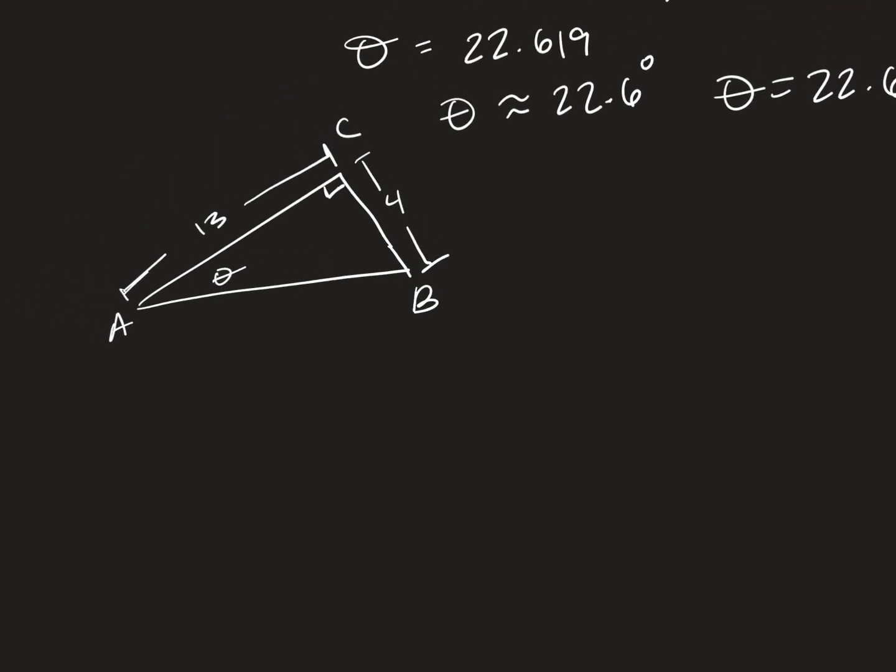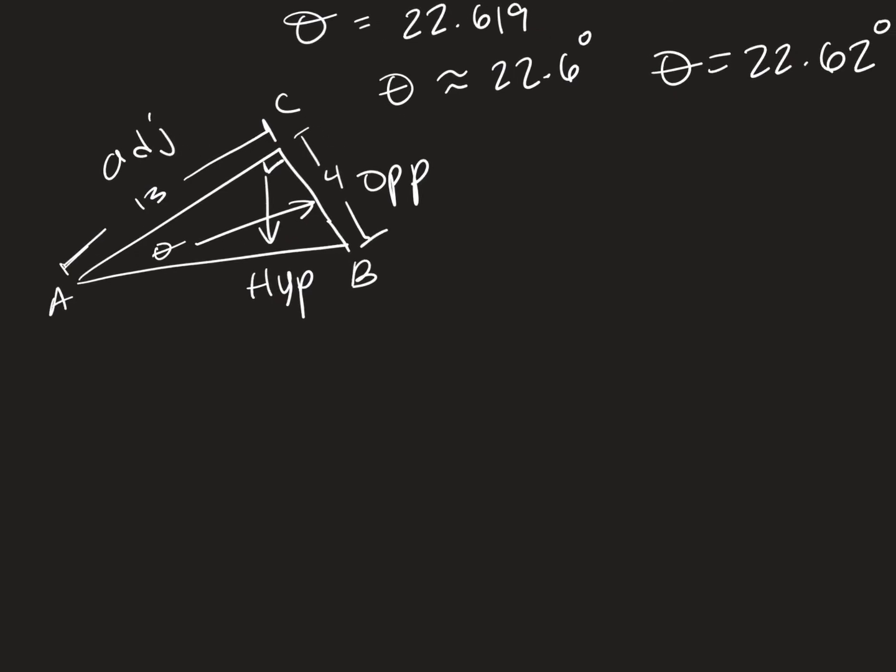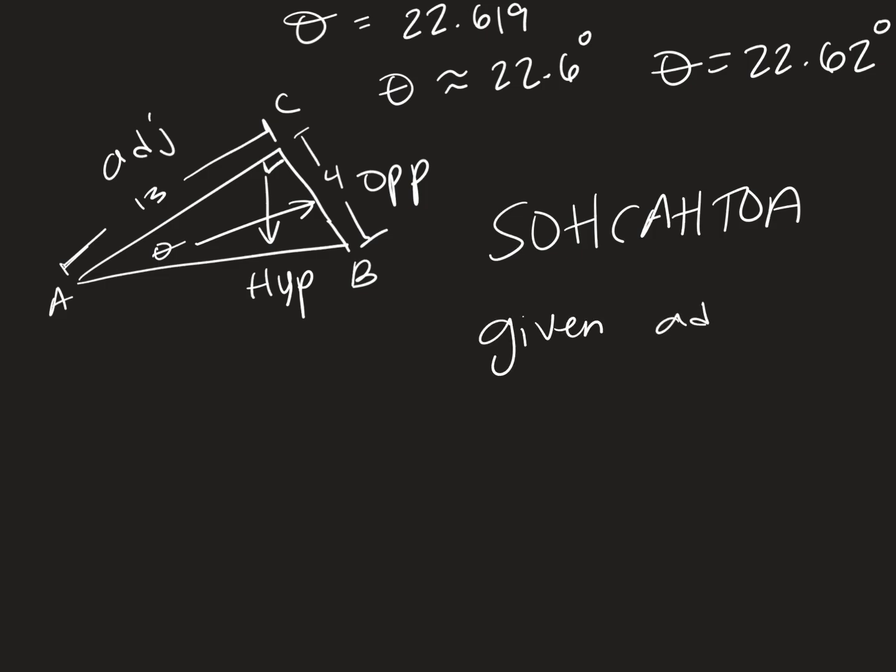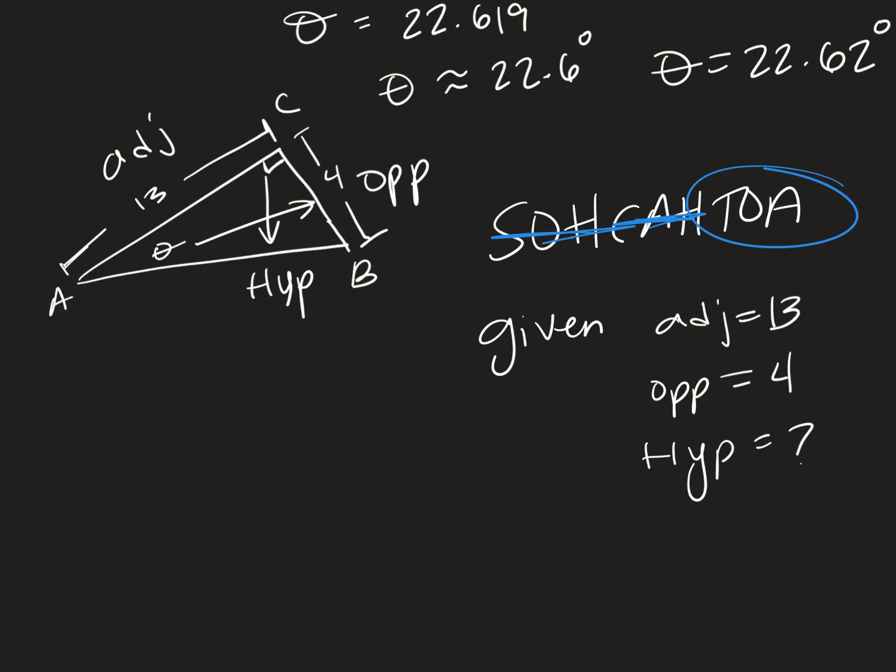Okay, you should have labeled your triangle first. This is opposite, hypotenuse, adjacent. Right, so SOHCAHTOA, we were given adjacent is 13, opposite is 4, hypotenuse is missing. So we're going to cross off anything that has an H. So we're using tangent. The tangent of the angle is equal to opposite over adjacent.